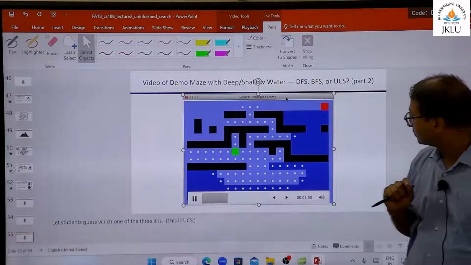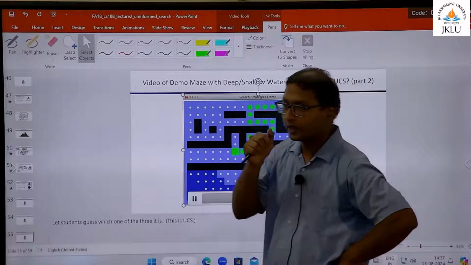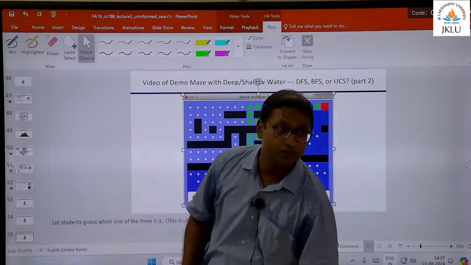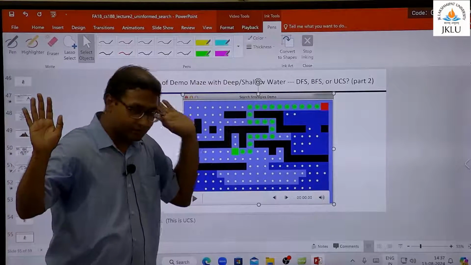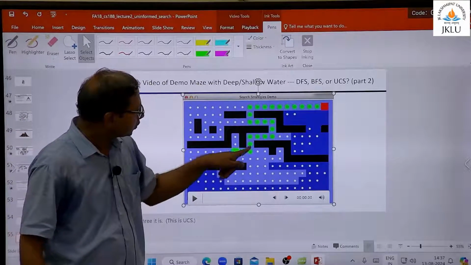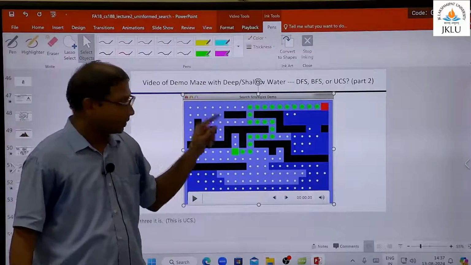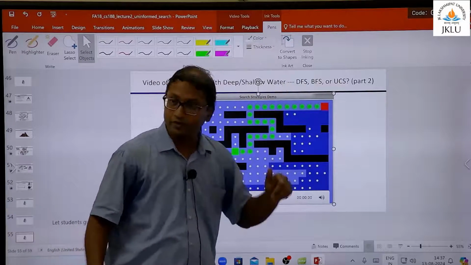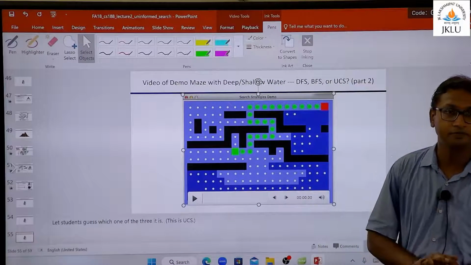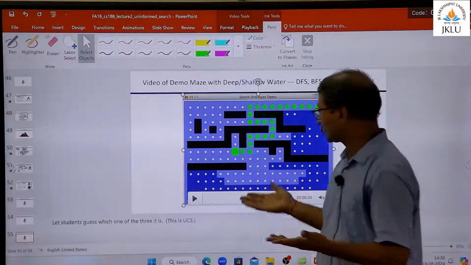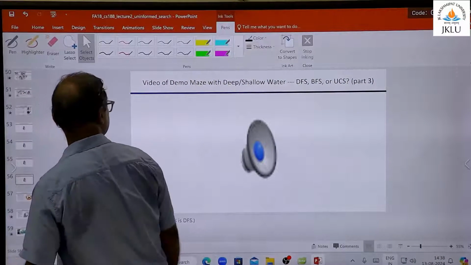The maze is the same, right? This is UCS. Why? Now things make more sense, right? Earlier it was not making sense. So this is the shortest path in terms of cost, but that was the shortest path in terms of the number of steps taken. Okay. Any questions? Any discussions that we want to have? Next, let's see.